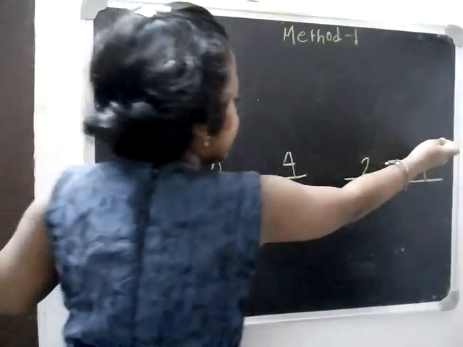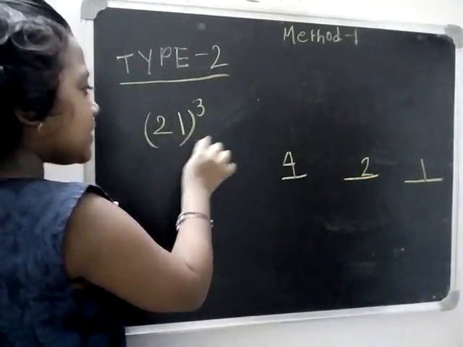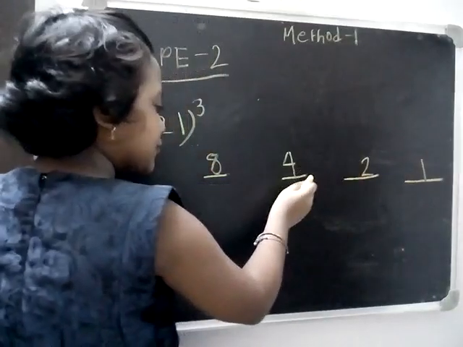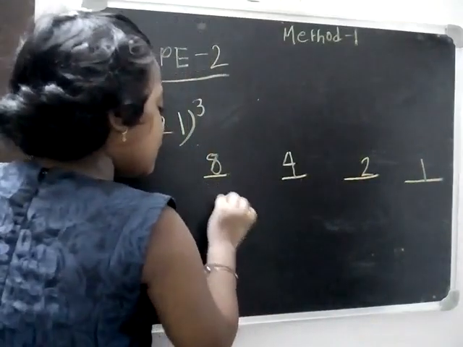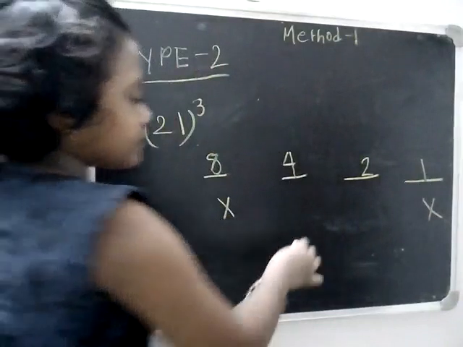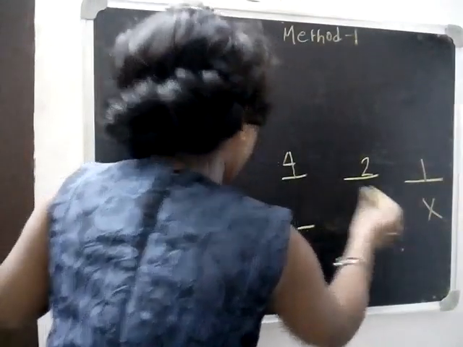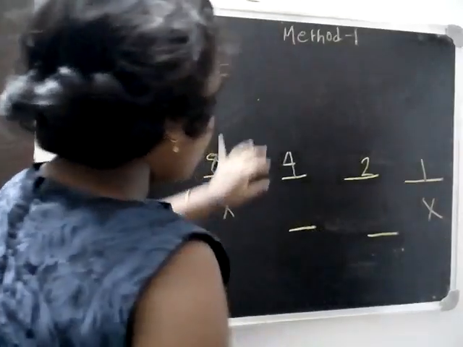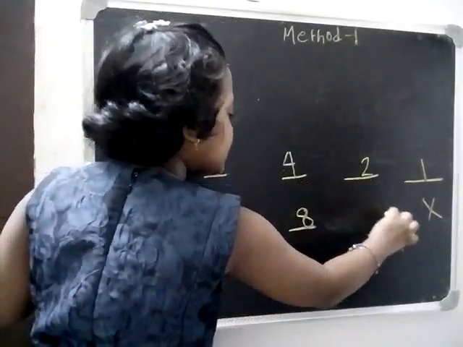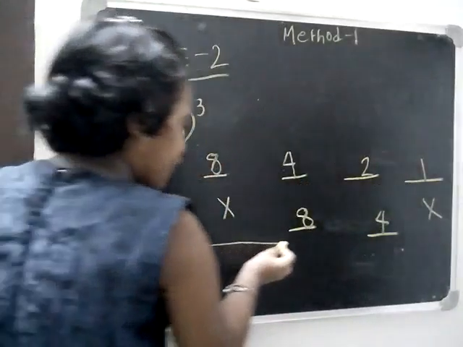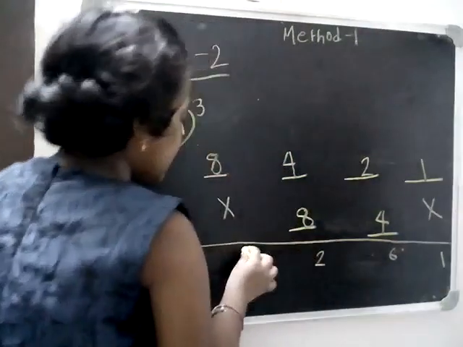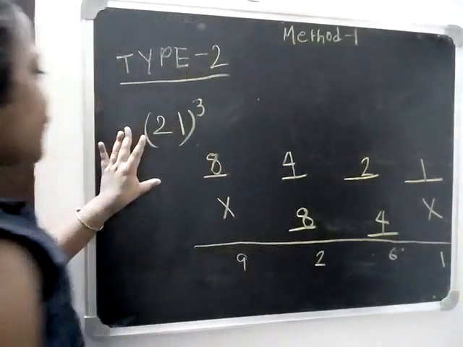Here the ending digit is 1, so 1 cube, and the starting digit is 2. So 2, next 2 square, next 2 cube. Here in the first and ending digit we do not have to do anything. In the middle it will be 4 double, 2 double. 4 double is 8. 2 double is 4. Now we have to add these. 1, 6, 2, 9. This is the answer of 21 cube.